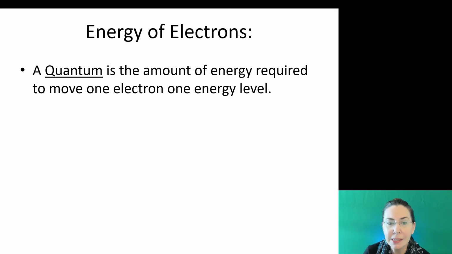So a quantum, Q-U-A-N-T-U-M, is the amount of energy required to move one electron one energy level higher than where it is. Because believe it or not, electrons can move. They can go from one energy level to another energy level. And a quantum is the amount of energy that an electron has to absorb in order to bump up one energy level.